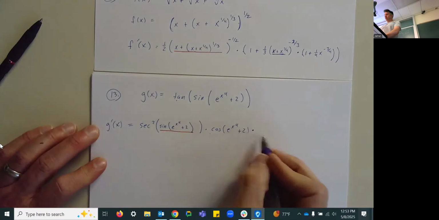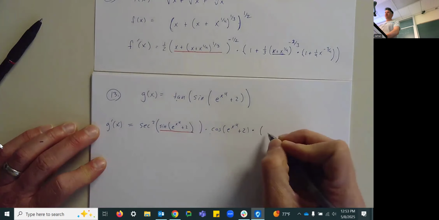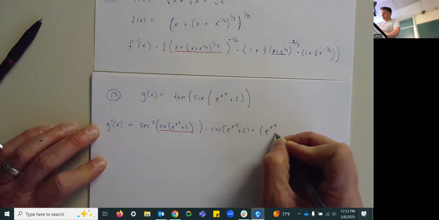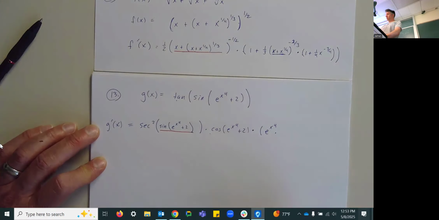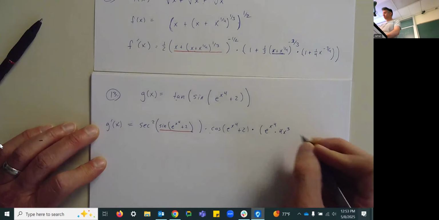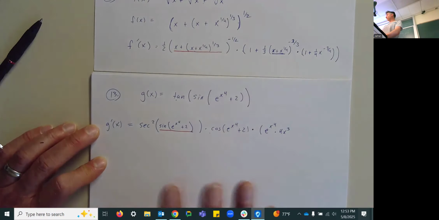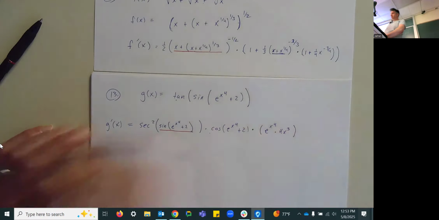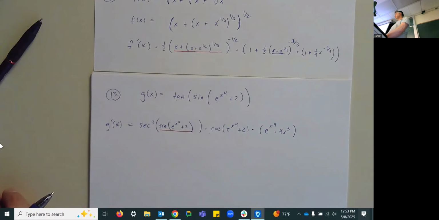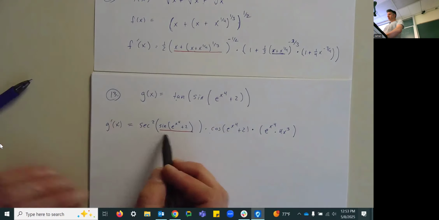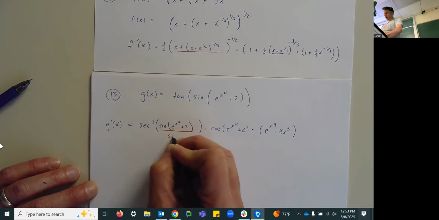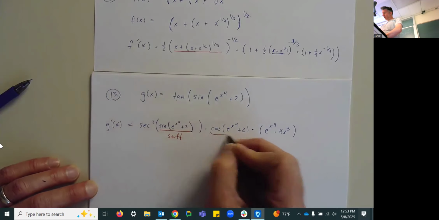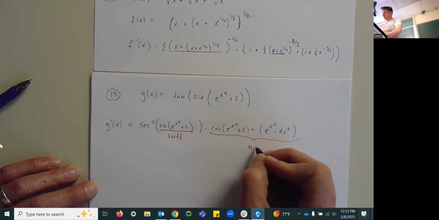So the derivative of e to the x to the 4th is going to be, well, the derivative of e to the stuff is e to the stuff times the derivative of that stuff, which is 4x cubed, plus the derivative of 2, which is 0, so we're not going to write it. And I didn't put parentheses around the 4x cubed because it's just one term, but they could have. So I should point out, for this thing I underlined here, all of this is the derivative of that stuff.